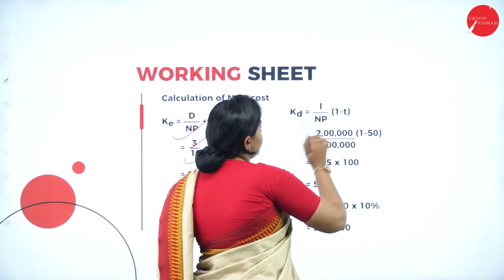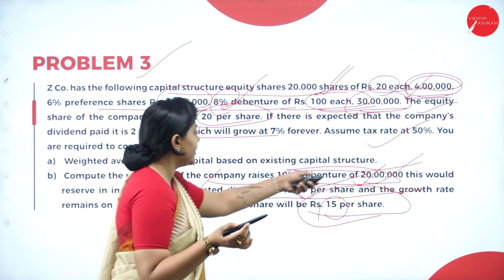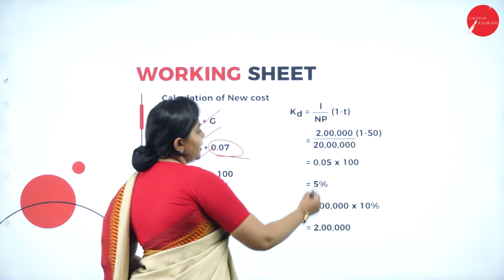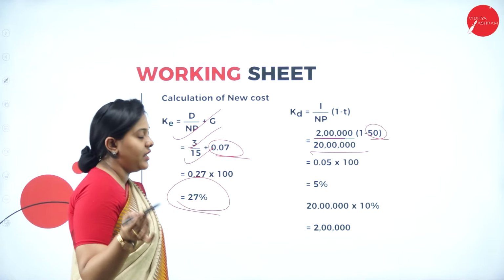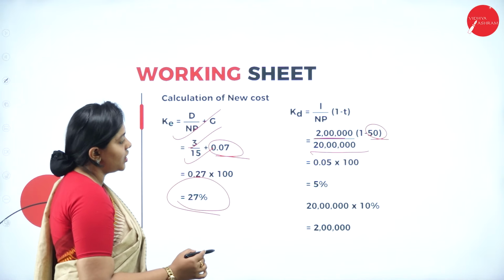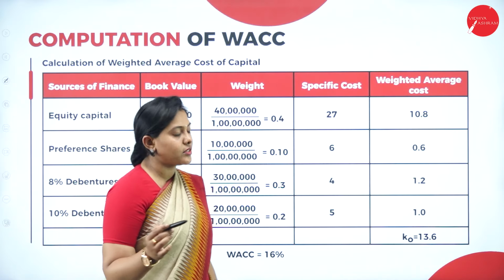Next, cost of debenture is interest divided by net proceeds, into 1 minus tax rate. Interest is 20 lakh into 10%. If you do it, 2 lakh will be the interest. Tax rate is 50%, divided by 20 lakhs. You'll get the answer as 5%. So 5% is the specific cost.